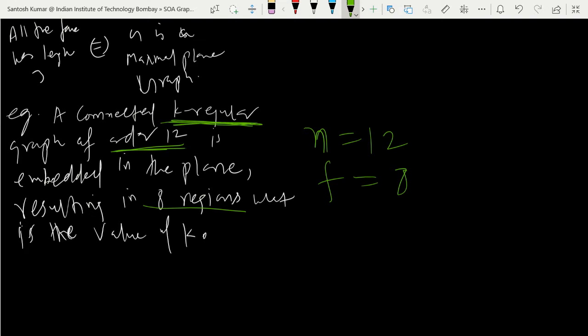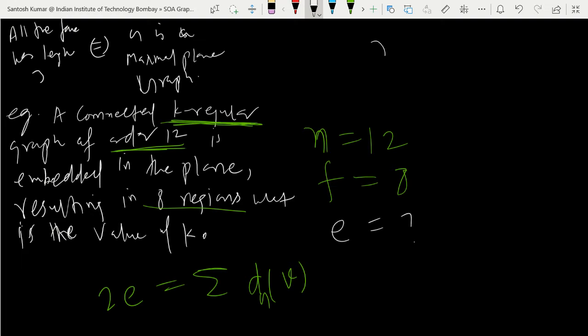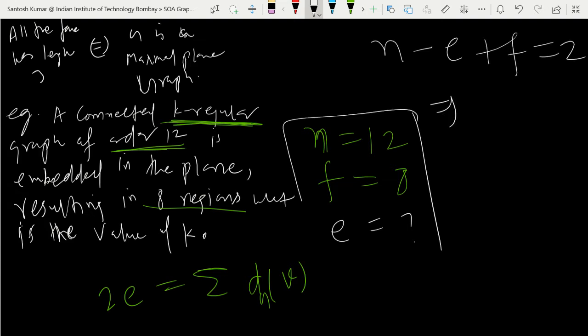So first, we want k. k is the degree of the graph. You know one formula that relates degree and edges: the sum of the degrees of all vertices is equal to 2 times the number of edges. So first for that we need to find E. How can we find E? For that we have Euler's formula: n minus E plus F is 2. Put the values of n and F, you will get E equal to what? What is the value of E?